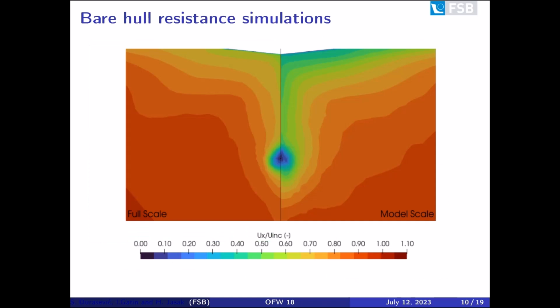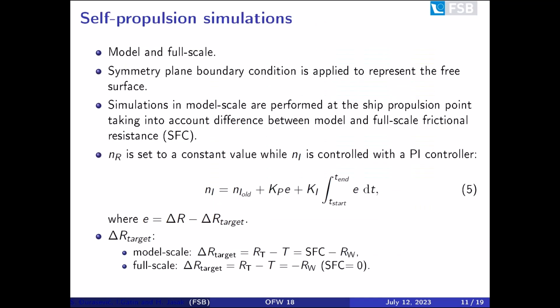Here, the non-dimensional velocity contours sampled in the propeller plane are shown. Non-dimensional velocity values are larger in full scale due to different boundary layer thicknesses. Smaller average velocity in model scale means a larger value of wake fraction, which has a direct impact on the propeller load.